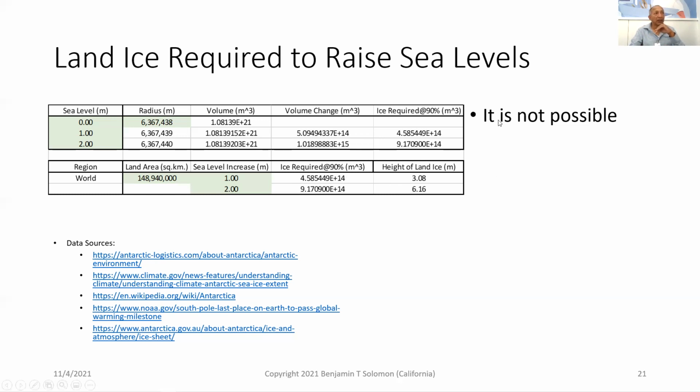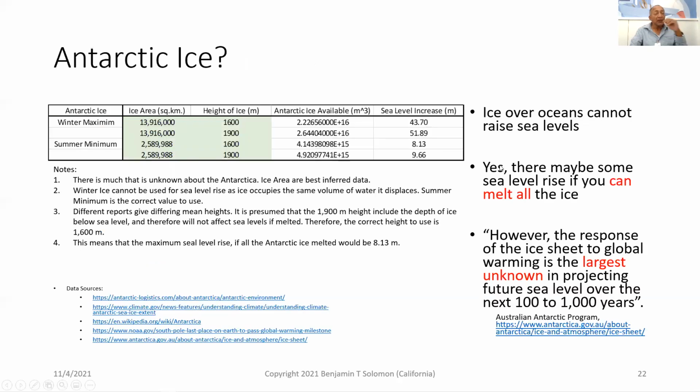So my conclusion is that the ice doesn't exist. So sea levels cannot rise based on the ice that's on the land surface, because water has to come from somewhere. If the sea level water is rising, where is it coming from? Could it be Antarctic ice?